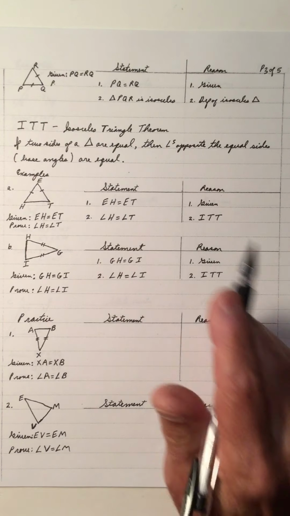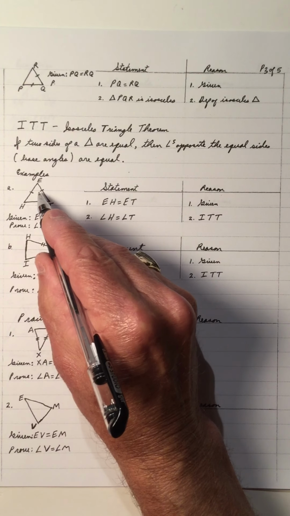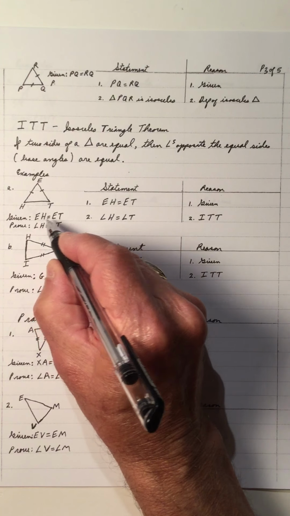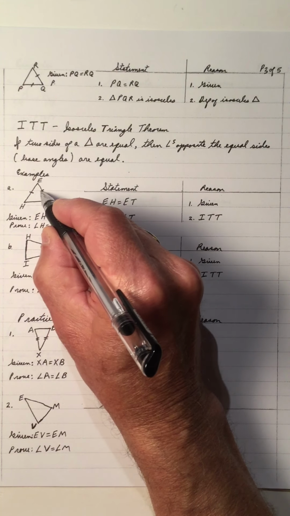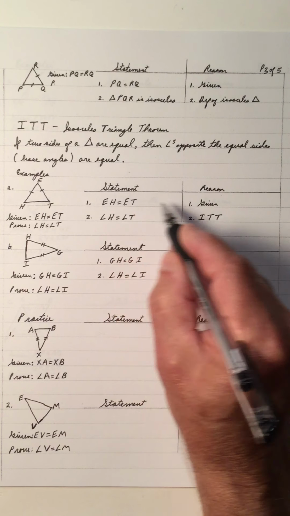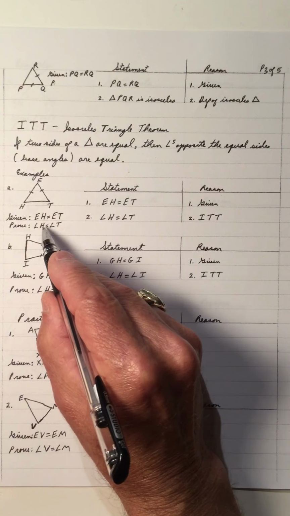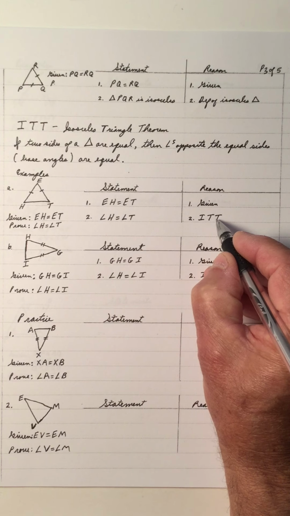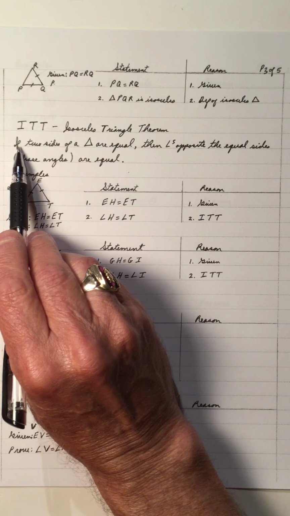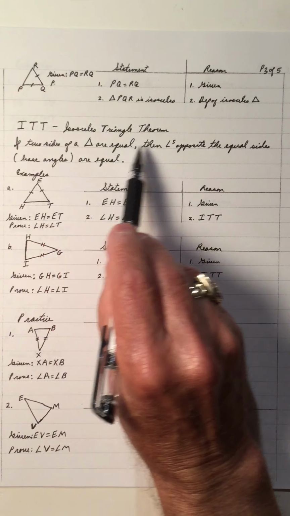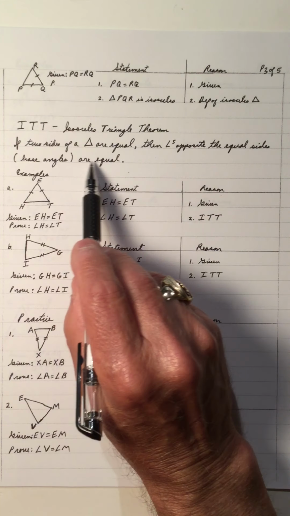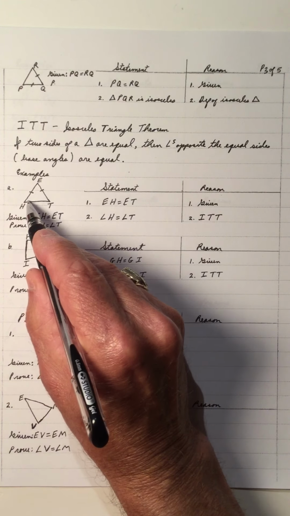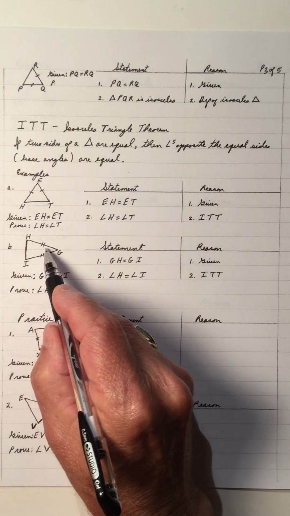Let's look at that in terms of a diagram. Triangle EHT: notice that given EH is equal to ET, because we have it marked, that's the given. EH is equal to ET. And we have angle H equals angle T, and that's called the ITT. Instead of writing this statement out, if two sides of a triangle are equal, then the angles opposite those sides are equal, just write down ITT. Base angles are equal.